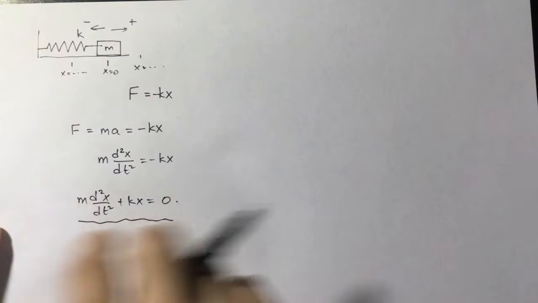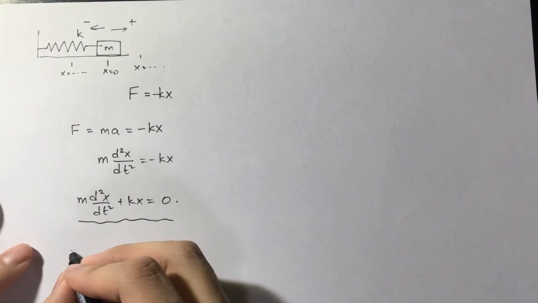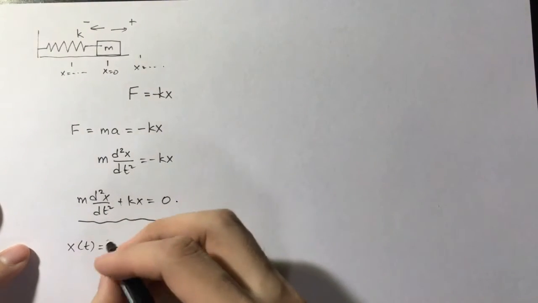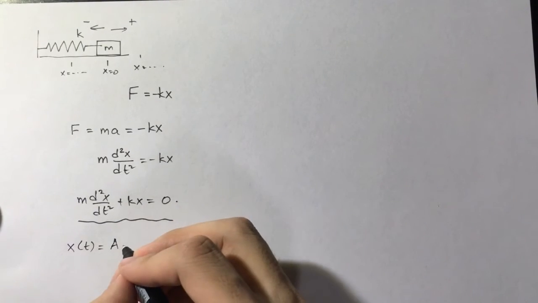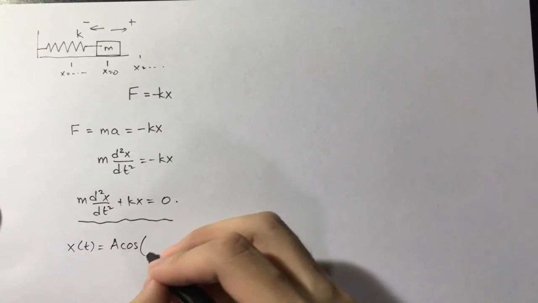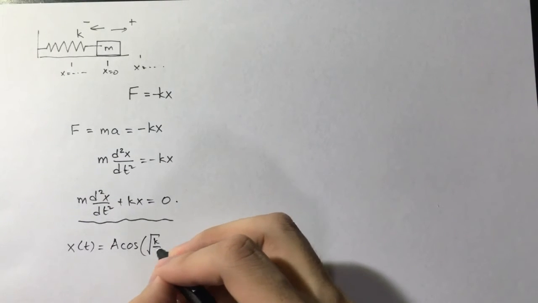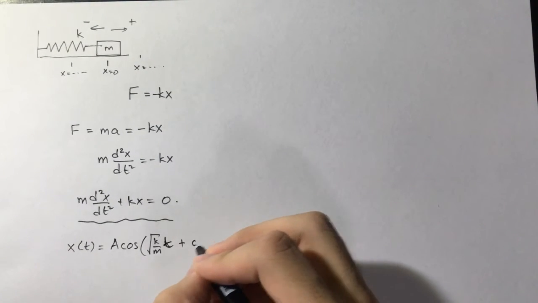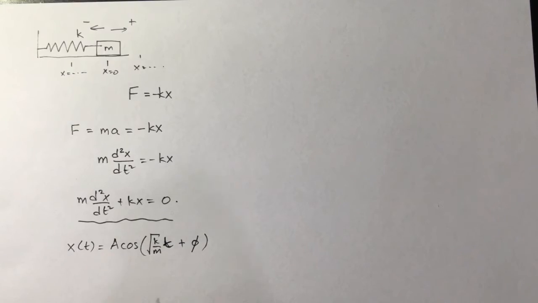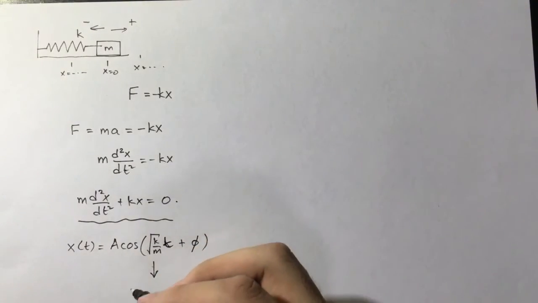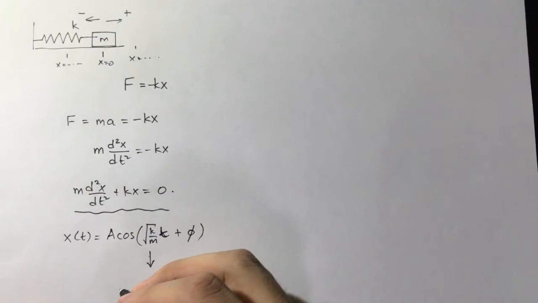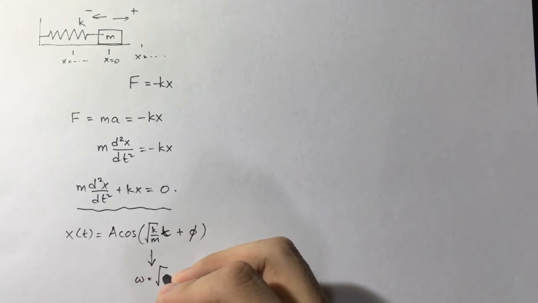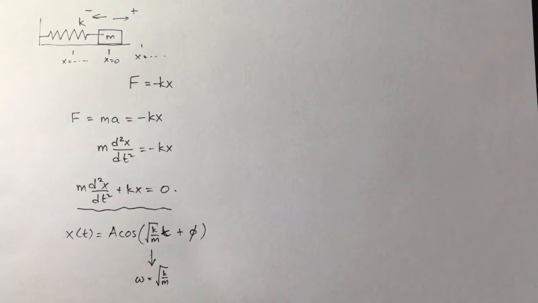Luckily, I'll skip the way that we can solve this equation, and it turns out that we can show that x, as a function of time, will be in the form of some constant multiplied by the cosine of the square root of k over m times time t, plus another constant. Rather than writing it as square root k over m, we can define another variable called omega, equal to the square root of k over m.